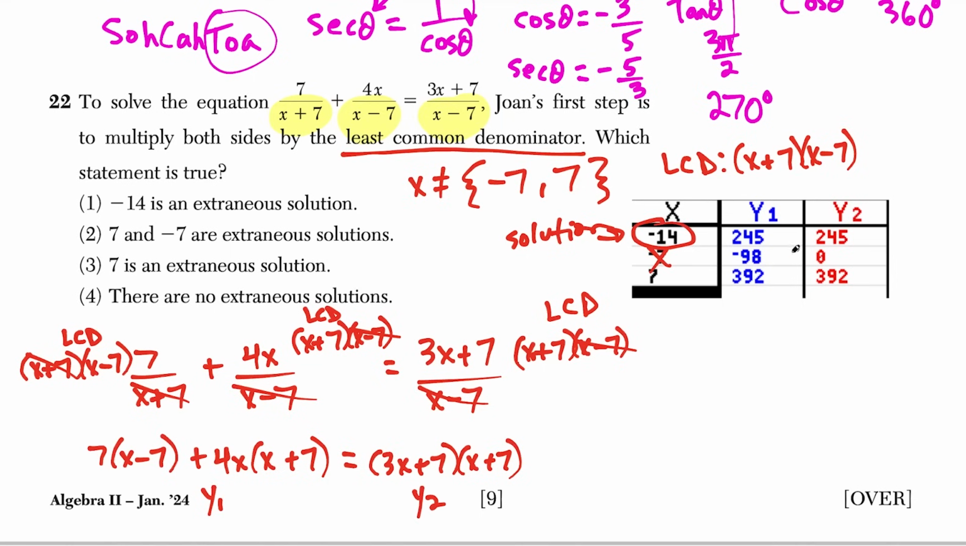This one is not a solution because the y values don't match. And this one we have to reject because of what we said in the beginning, that x equals 7 would give an undefined value. So this one gets rejected. So what we have is that 7 is an extraneous solution.